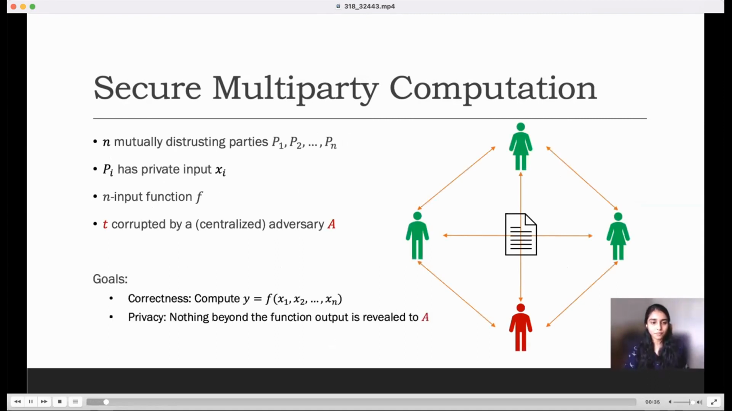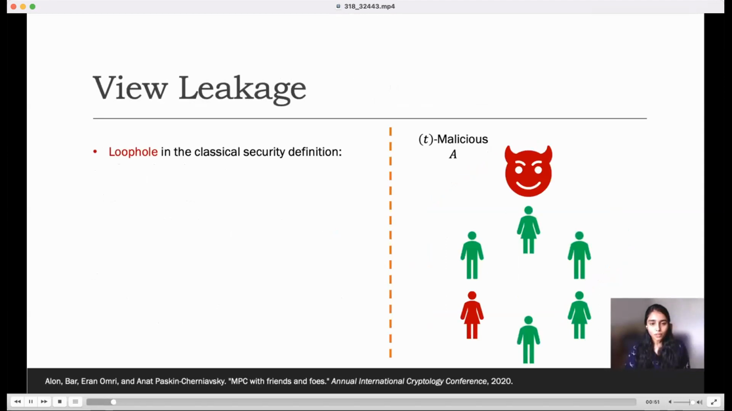Now, any MPC protocol is required to satisfy the following properties: correctness of the output computed and privacy. That is, nothing beyond the function output should be revealed to the adversary. Now, although the classical definition of security for MPC does talk about what is revealed to the adversary, it does not take into account the leakage of information towards the honest parties. That is, an adversary can actually leak information towards honest parties by sending across its entire view to them, and this wouldn't be considered as a breach of privacy.